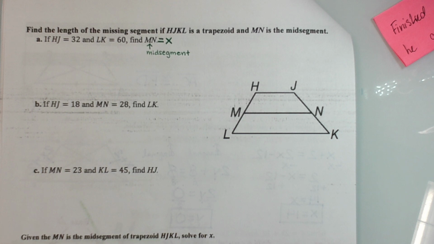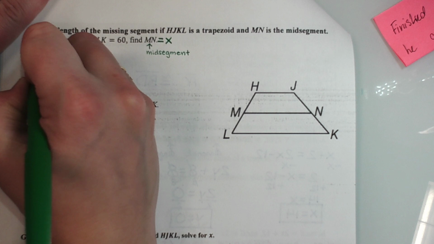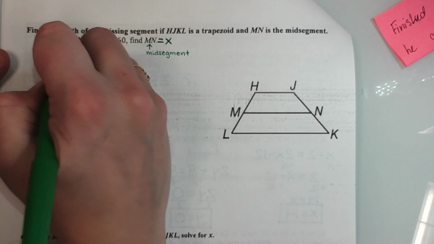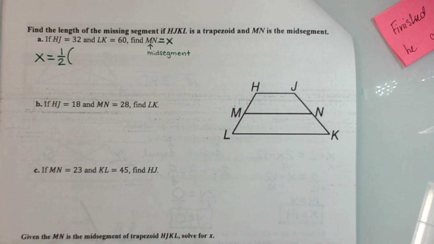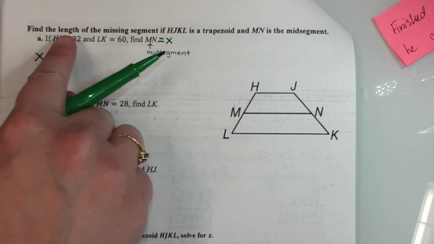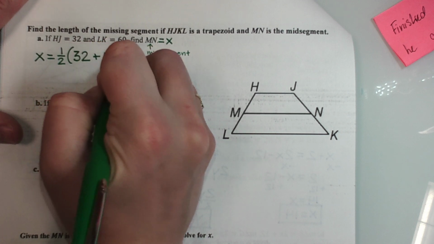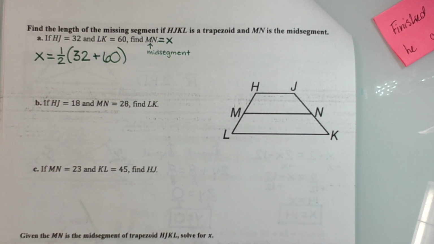Now, according to my theorem earlier, XY equals 1/2 AB plus DC. XY was the midsegment. In this case, MN is the midsegment, which means my formula is going to start with x equal to. Then it says 1/2. And in the parentheses, it had AB plus DC. Those were the bases. In this case, my bases are 32 and 60. And so I plug in what I know into that formula.